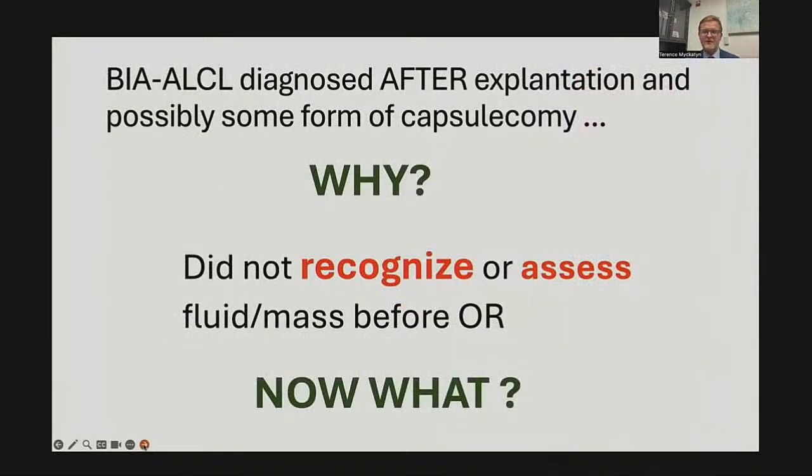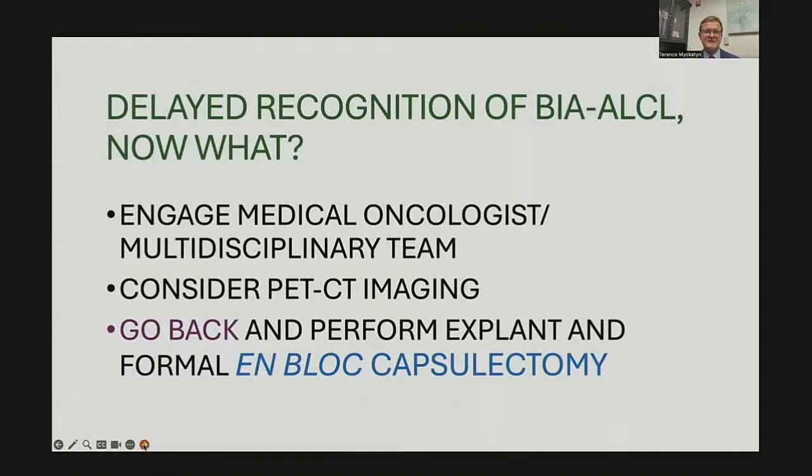So one of the uncommon diagnoses, pardon me, for BIA-ALCL is to find out that this patient has BIA-ALCL after the plastic surgeon has already performed an explantation, possibly even a capsulectomy. So why does this happen? Well, it happens because the diagnosis wasn't made before, whether because it wasn't recognized or there was a failure to properly assess it. But what do you do now? So basically, at this point in time, I would personally engage a medical oncologist on a multidisciplinary team for some further guidance.